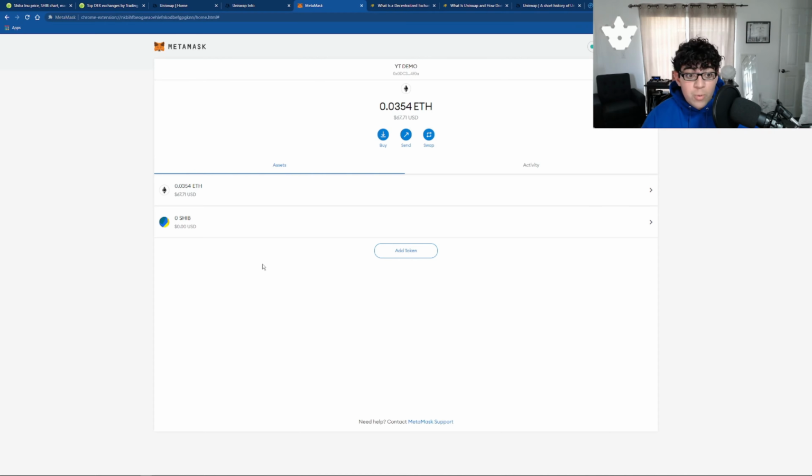And today I'm going to be buying Shiba Inu token. Yes, the famous dog coin. I guess you could say it's like another alternate version of Dogecoin.